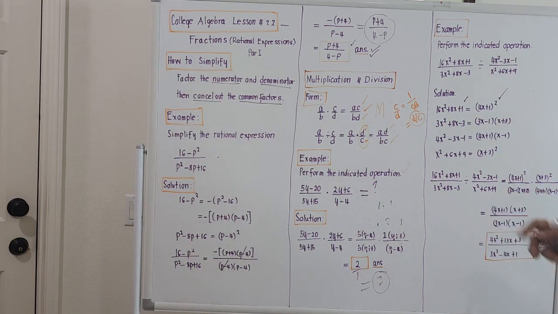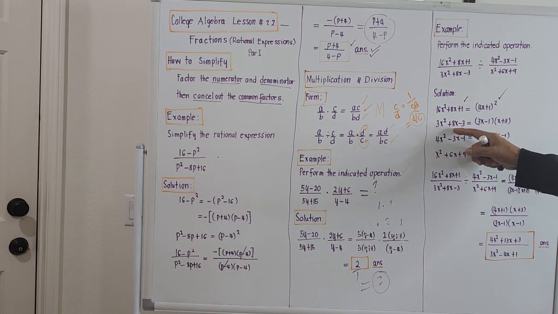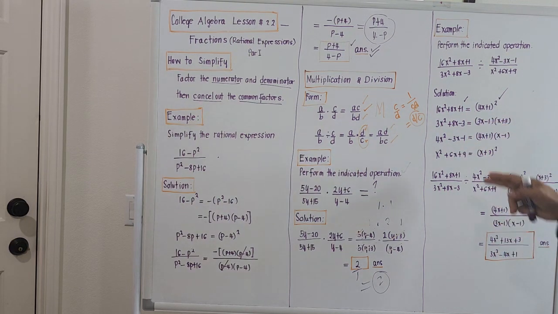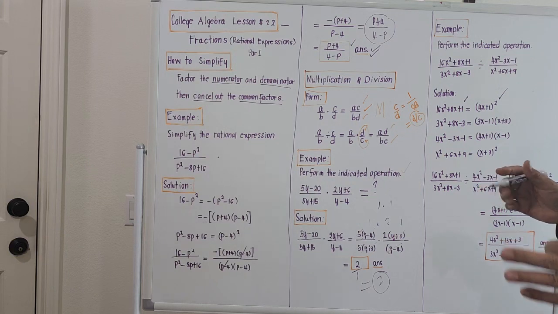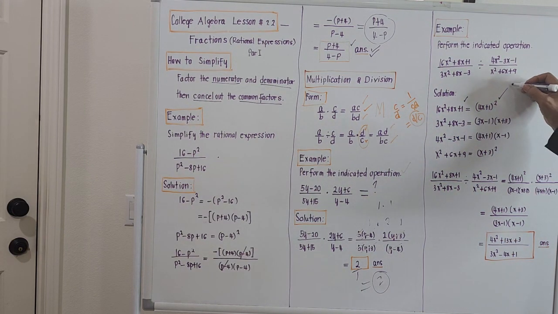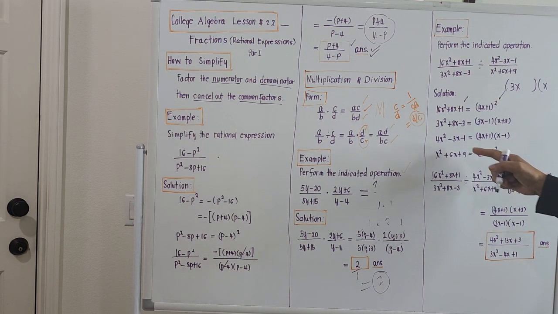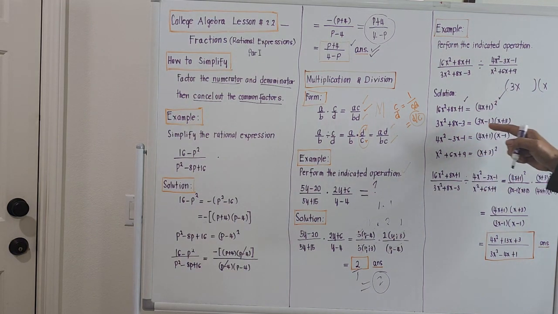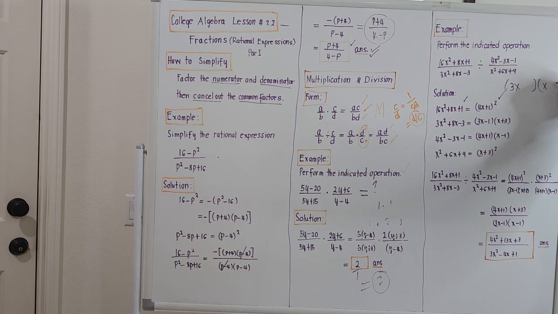Next one, 3x squared plus 8x minus 3. This is a little bit complicated, because if we try to simplify this one, use your knowledge of special products and factoring. The possible factors of 3x squared are 3x and x. So this is a trial and error method. And the possible factors of 3 will be 3 and 1.